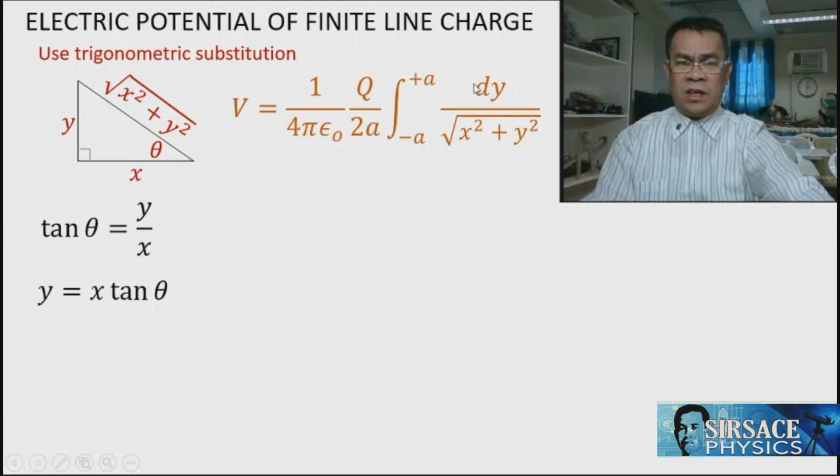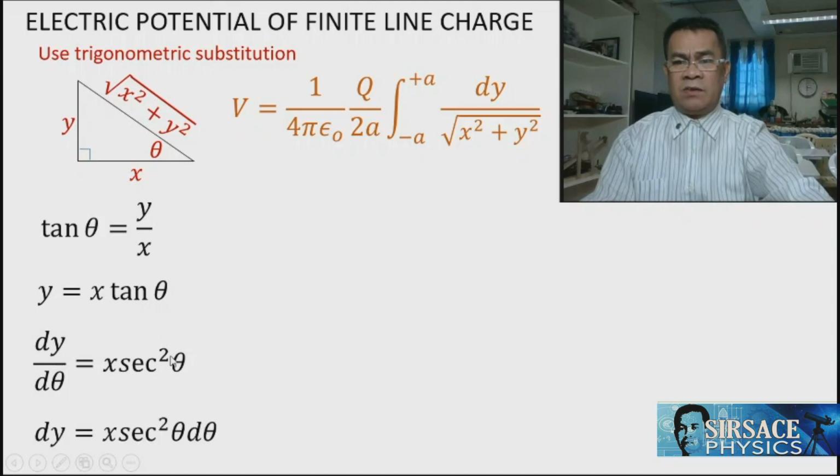So again, we need dy. Where can we see dy? You can take the derivative of that. Take the derivative of y with respect to theta. So dy over d theta: x is the coefficient, so copy it, then the derivative of tangent is secant squared. Now we can solve for dy by diagonal product. So dy is x secant squared theta d theta. Okay, we are now ready. This will be substituted here, and this y value should be placed here.